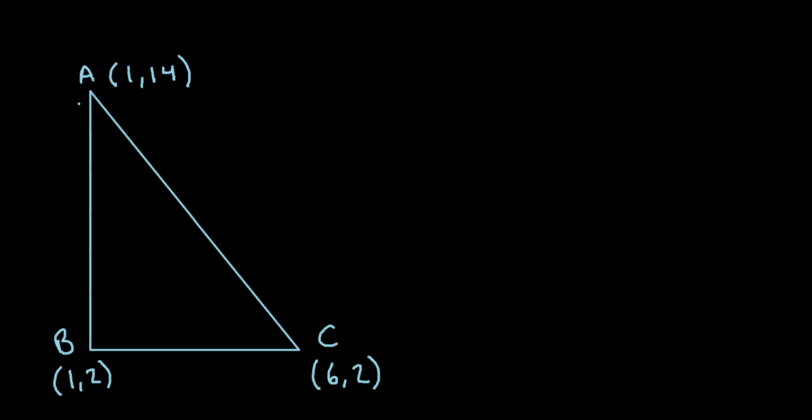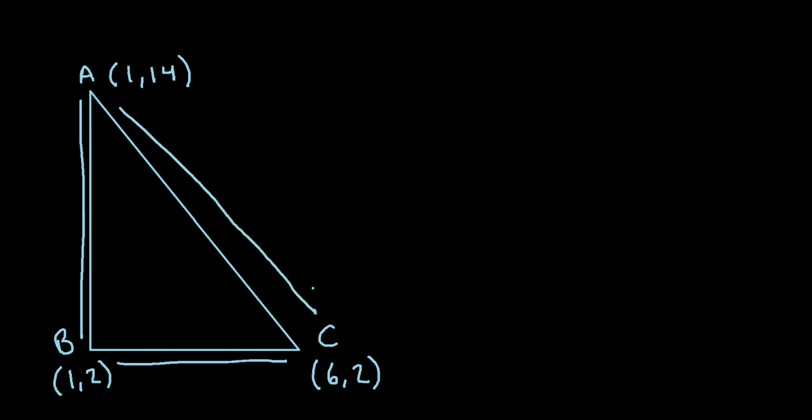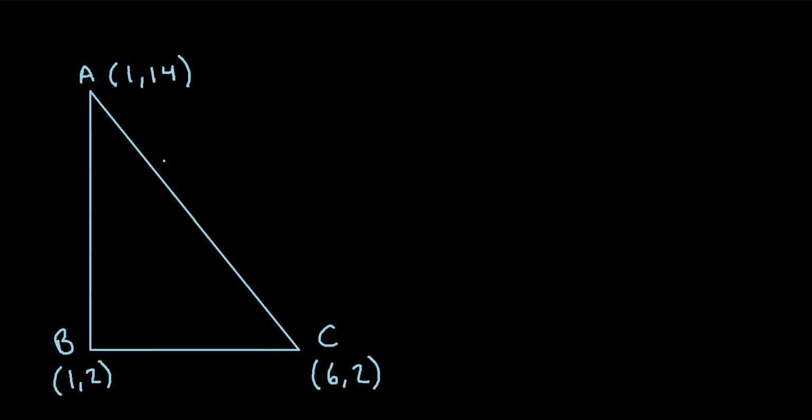Well, first we need to find the distance between A and B, then we need to find the distance between B and C, and then we need to find the distance between A and C. And once we have these three distances, we can simply add them together, and that will be equal to the perimeter of the triangle. So how can we find the distance between 2 points? Well, here's the formula you can use.